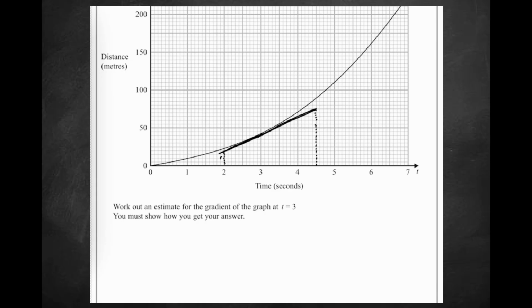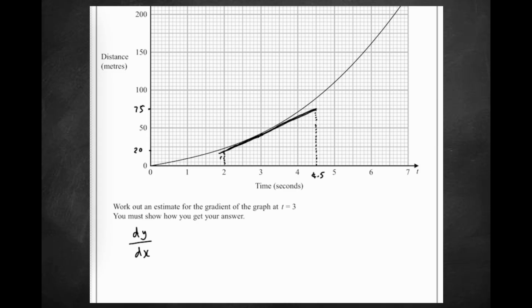So we have to work out the gradient of our tangent. What I've drawn basically is, this is 4.5, and this is obviously 2. So difference in y divided by difference in x. Your difference in y is going to be from here, which is 75, down to here, which is 20.